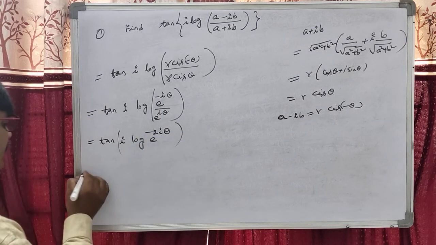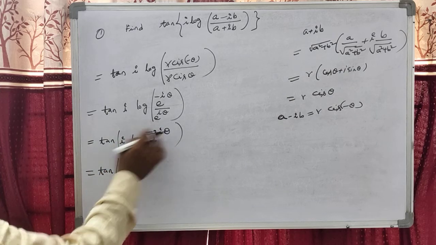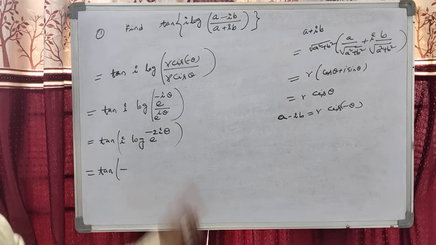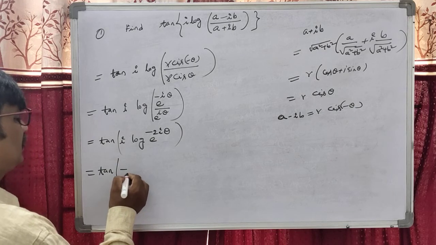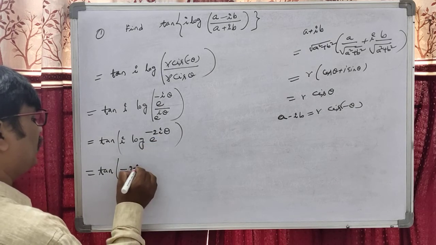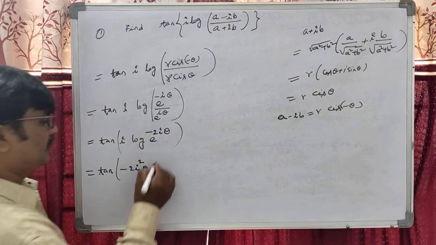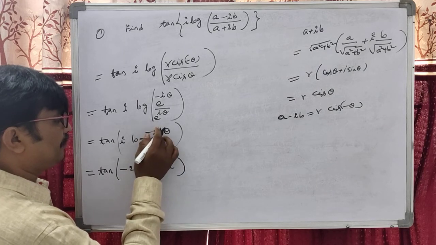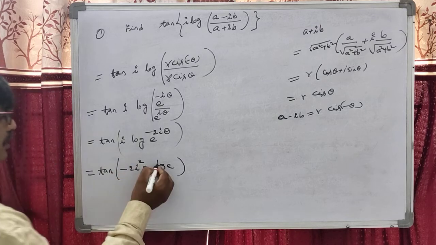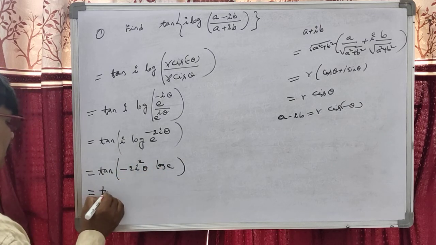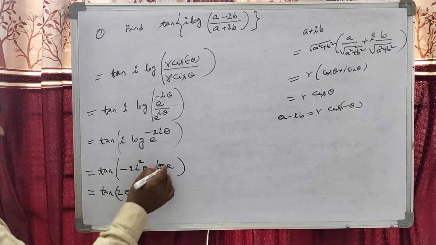After that, students, we can write tan of (−2i · i)θ log e. i times i is i², and i² is −1, so minus, minus, plus. That is −2i²θ log e. Using log a^m = m log a, and the value of i² being −1, we get 2θ, with log e equal to 1.